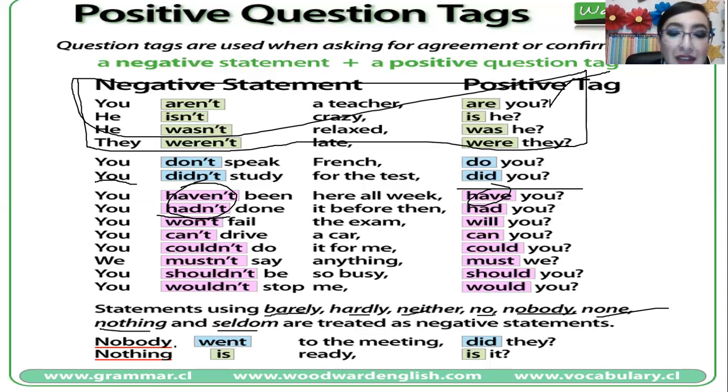Exactly. Nobody went to the meeting, did they? Nothing is ready, is it? What do you have here? Can you see the difference? The difference is that I have a word that has a negative meaning.